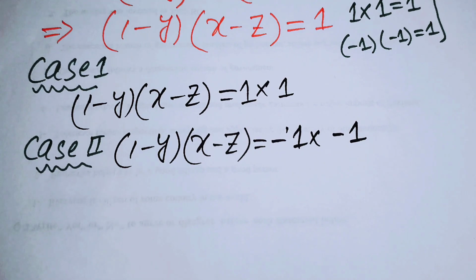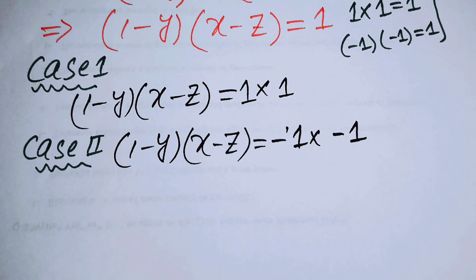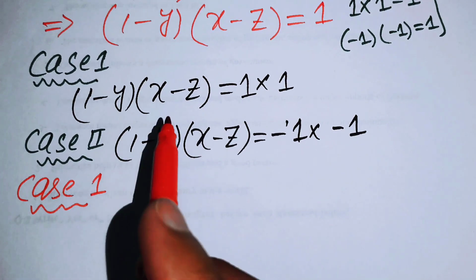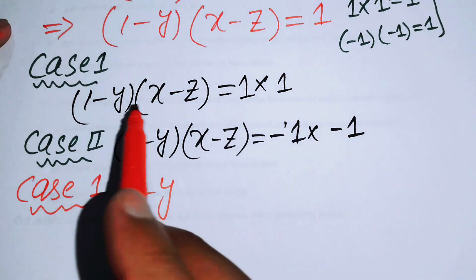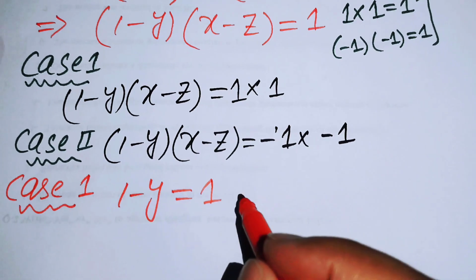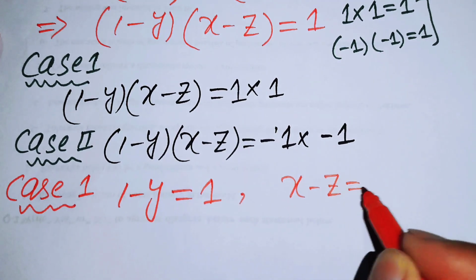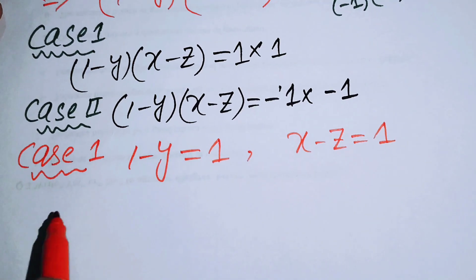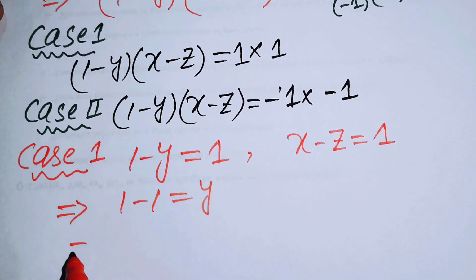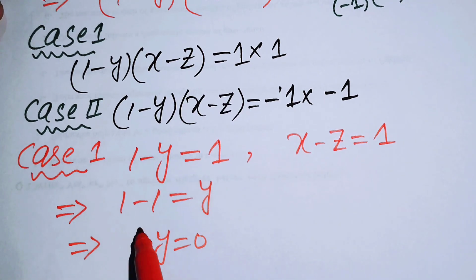So now in the next step I can solve these two cases. First I can solve the case number 1. In case 1 you have two factors, and I can break these factors: 1 minus y is equal to 1 and x minus z is equal to 1. So in this factor you get the value of y: 1 minus 1 is equal to y, and finally you get y is equal to 0.